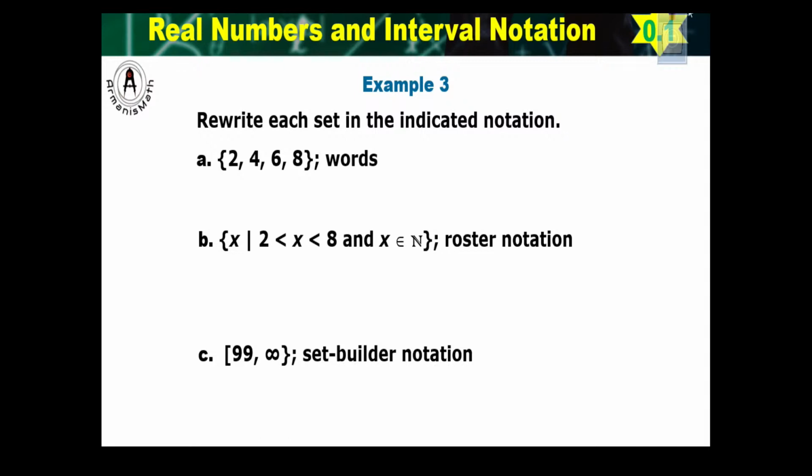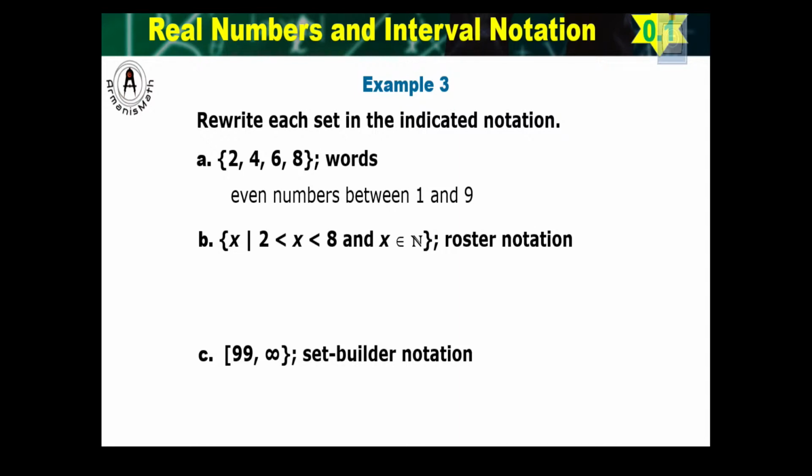Here's another one. It says rewrite each set in the indicated notation. Rewrite letter A, a problem like 2, 4, 6, 8, in words. Well, how do I write this in words? Perhaps you want to say even numbers between 2 and 8, including 2 and 8. You also could say even numbers between 1 and 9. That's another way to do it. You could do that.